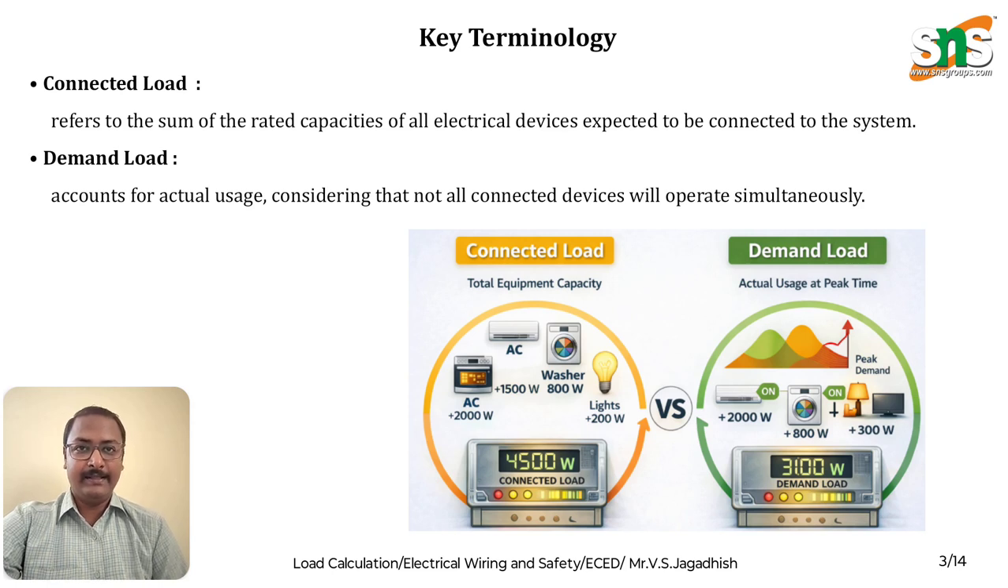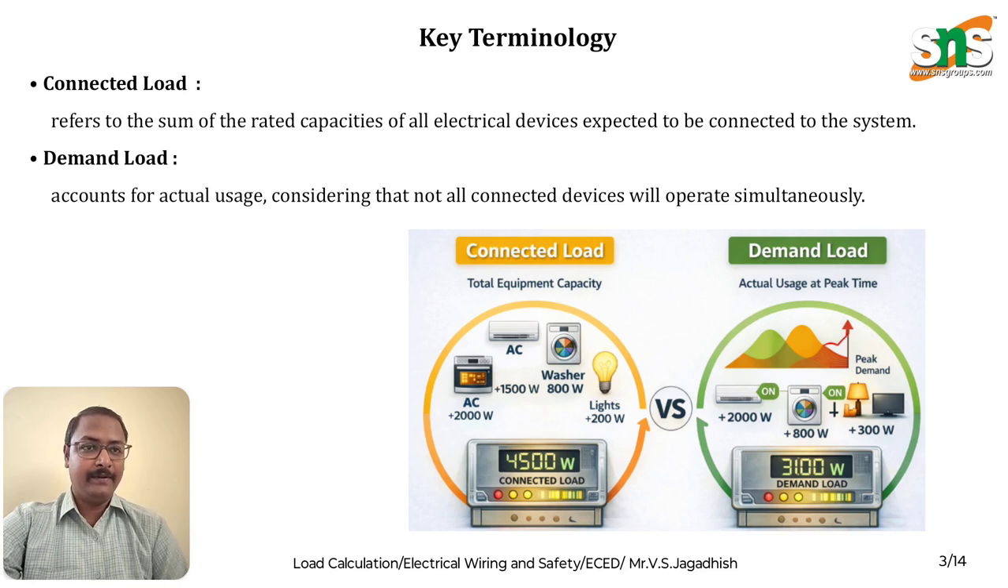Let's move on to the second load, which is called demand load. It accounts for actual usage, considering that not all connected devices will operate simultaneously. Suppose you see the diagram of demand load. If we have four or five equipments, not all of them are active at the same time. Only a few will be working according to our need. Such a load is called demand load.